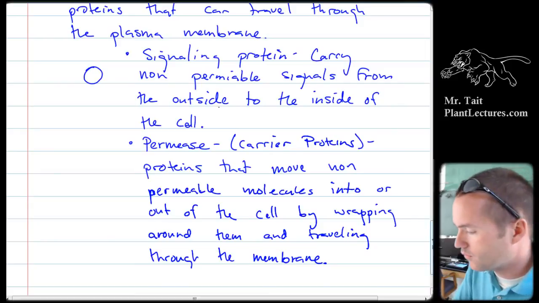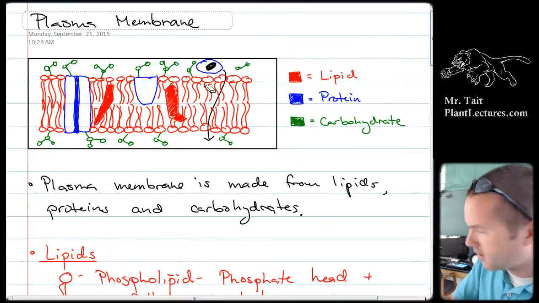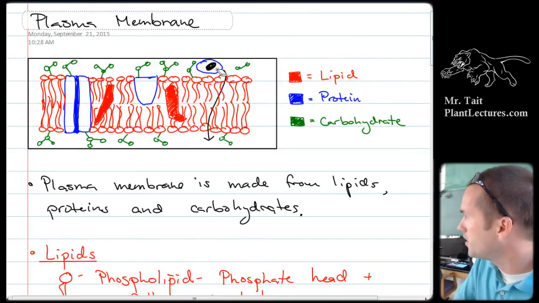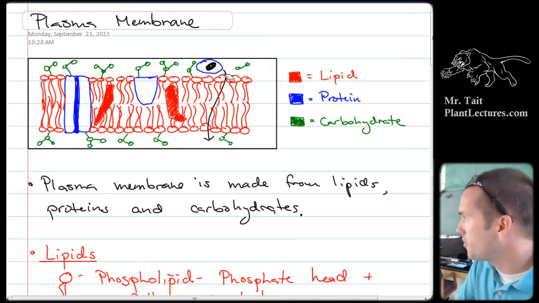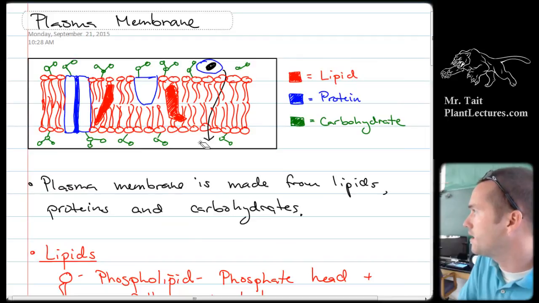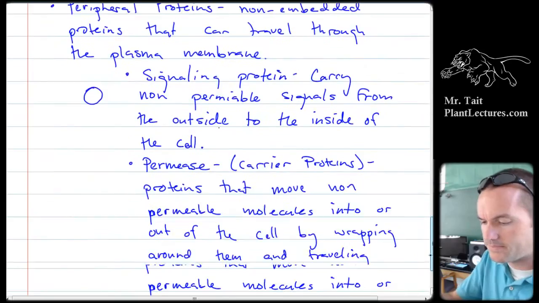So for instance, if you had some molecule up here, I think I already drew it, some molecule that would normally be impermeable, that can't go through the membrane, it can attach to this carrier protein, this permease here, and the permease itself can move through the plasma membrane and then deposit that molecule on the inside of the cell. It's a type of diffusion called facilitated diffusion.